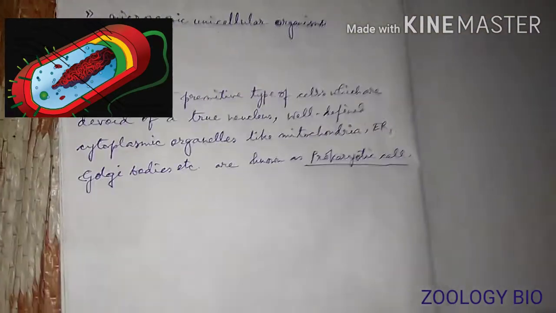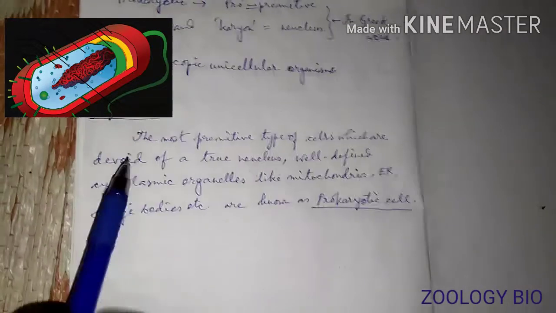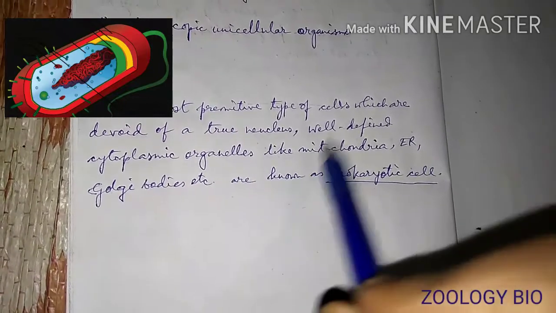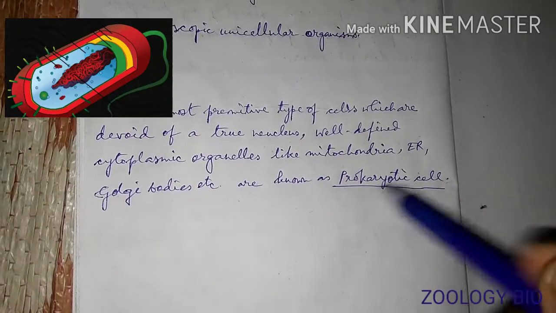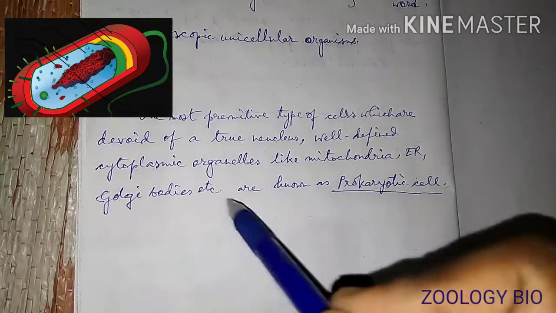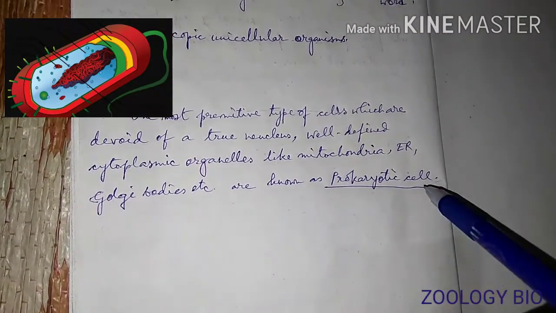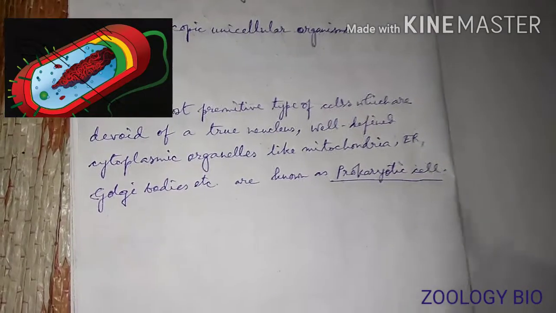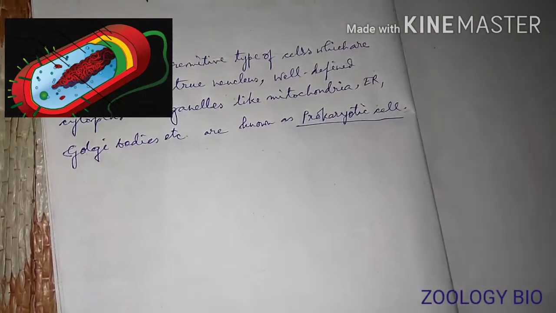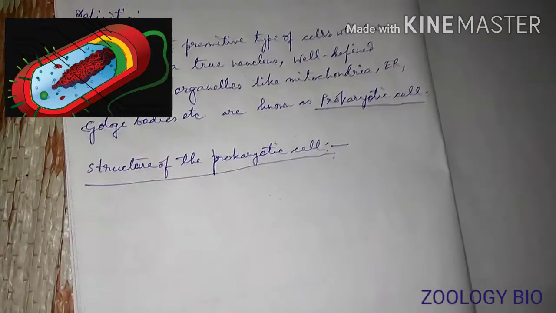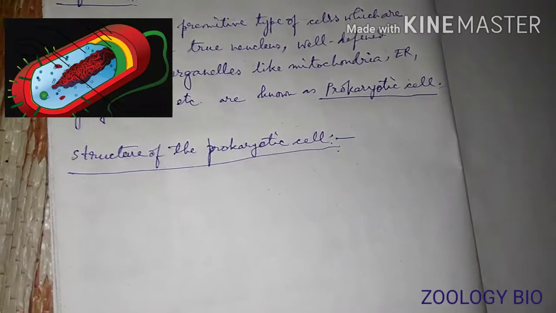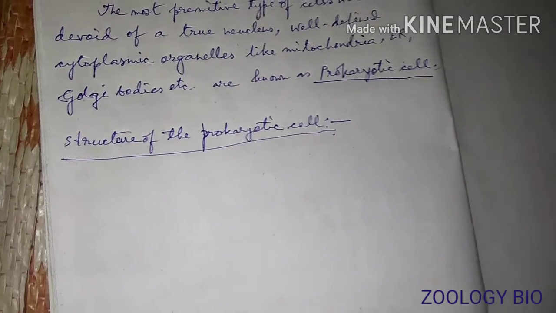So the definition of prokaryotic cells looks like this: the most primitive type of cells which are devoid of a true nucleus and well-defined cytoplasmic organelles like mitochondria, endoplasmic reticulum, Golgi bodies, etc. are known as prokaryotic cells. In the previous video, I have told you the definition of prokaryotic cells. The main topic of this video is the structure of the prokaryotic cells. Now we will move to this.